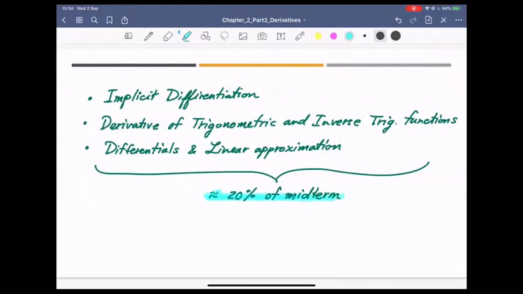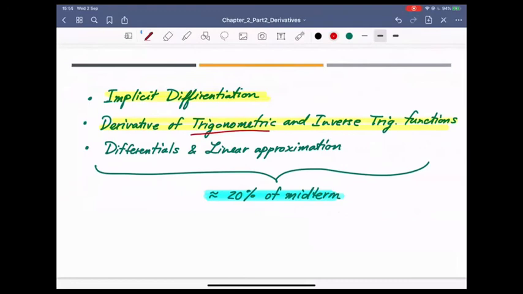This is the third part of your midterm, another 20%. It is going to be implicit differentiation, which we just learned on Monday. And also the derivatives of trigonometric and inverse trigonometric functions. Trigonometric here means sine, cosine, tangent, cotangent, cosecant, and secant.